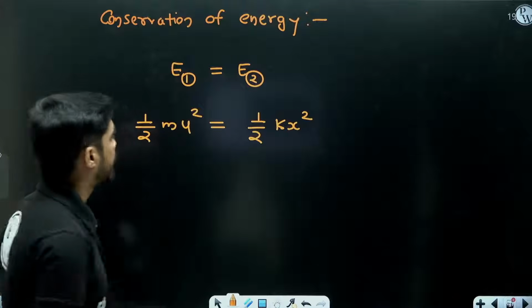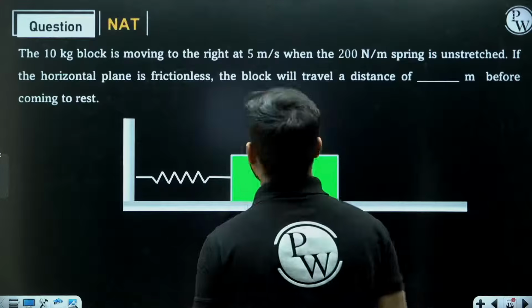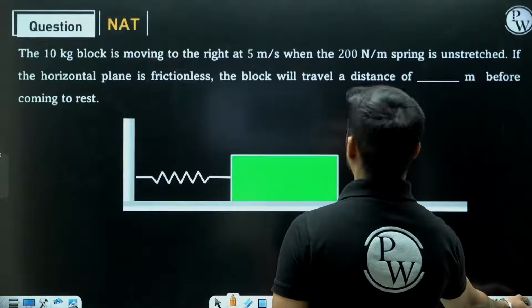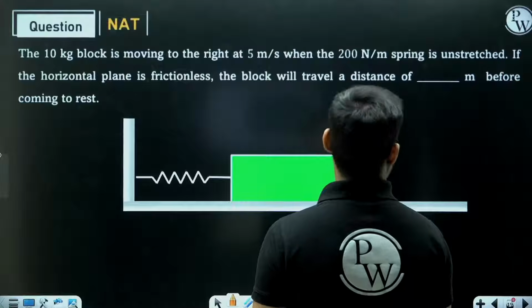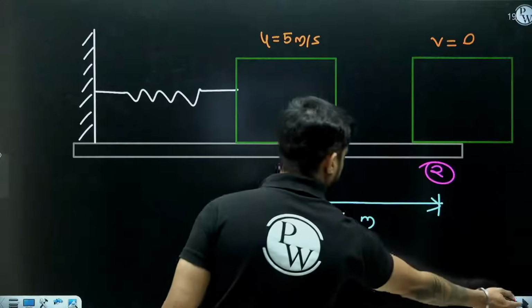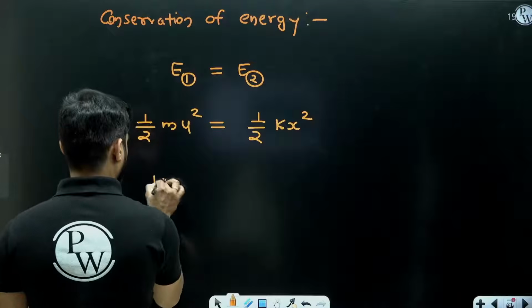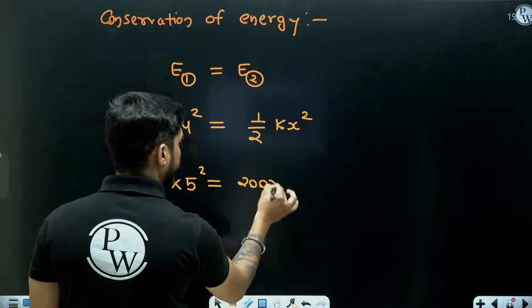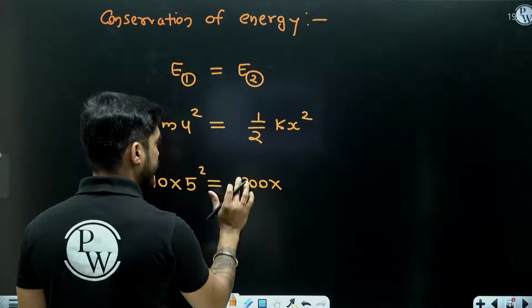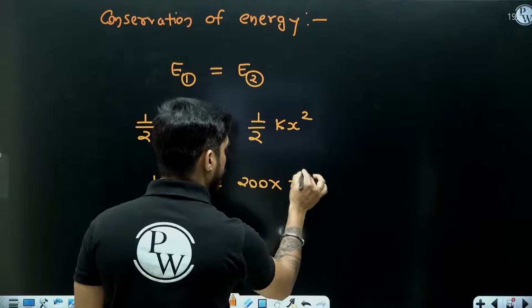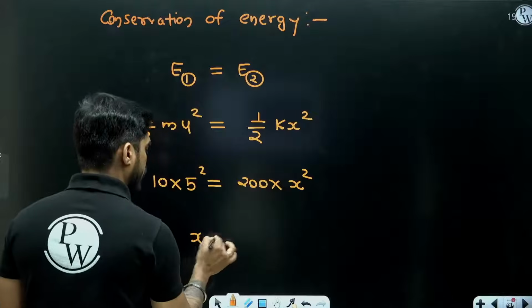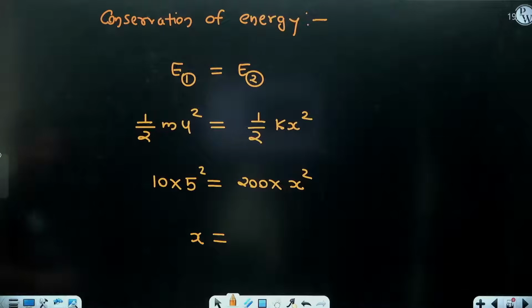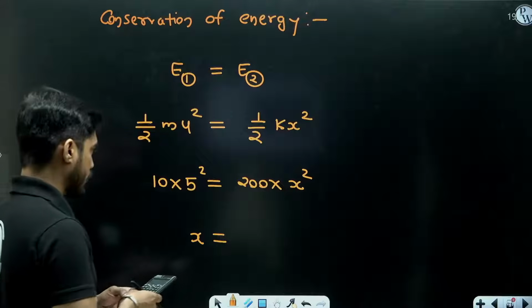Half and half will be cancelled. What is the mass of the body? 10 kg. U is 5 and K is how much? 200 Newton per meter. K is 200 Newton per meter. You have to use everything in SI unit. So K must be in Newton per meter. Okay. If it is not in Newton per meter, you will have to convert it in Newton per meter. So now we will get the value of x in meter.